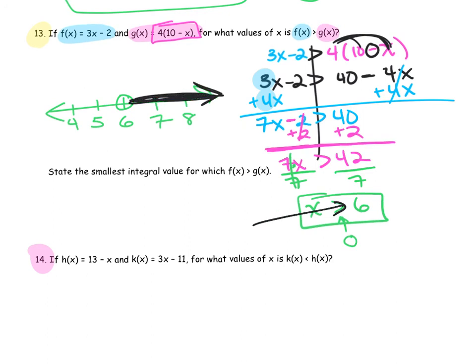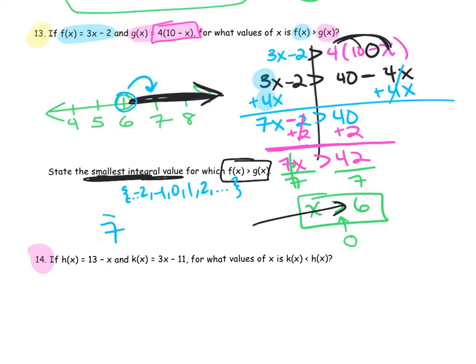The question says, what is the smallest integral value for which f of x is greater than g of x? So on this interval, what is the smallest value that's in that solution set? And remember integral values, like we said, like -2, -1, 0, 1, 2, on either side. Well, 6 is not in the solution set. We have an open circle there. So the next smallest number is 7.